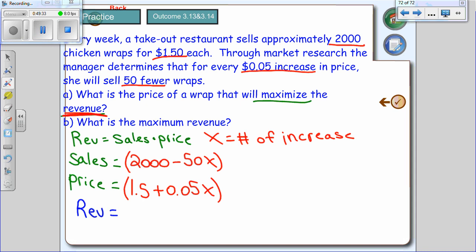These are your formulas that you put into your revenue formula. So the thing you actually try to graph, the thing you actually try to maximize, is this formula right here.